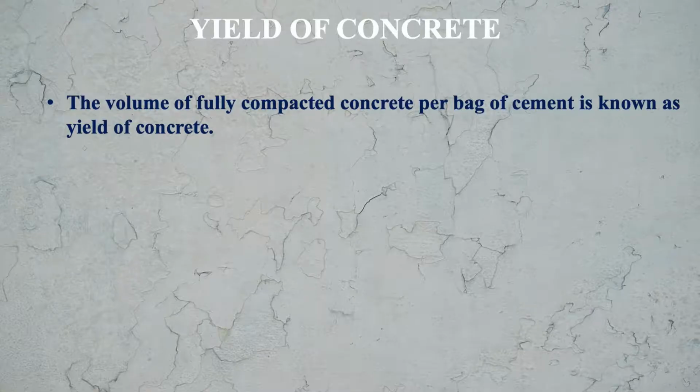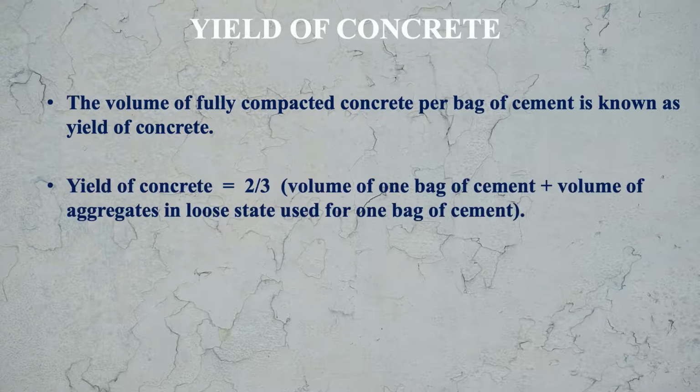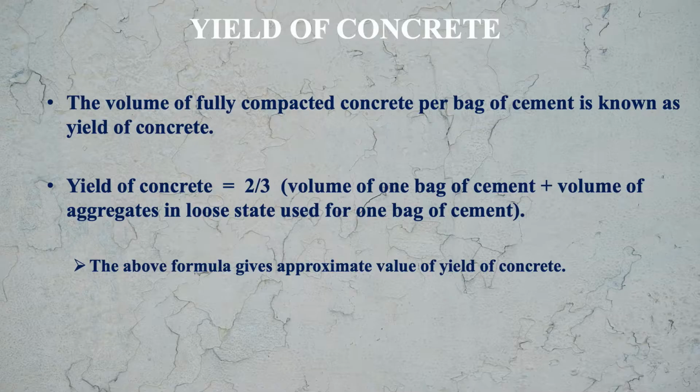The volume of fully compacted concrete per bag of cement is known as the yield of concrete. Yield of concrete equals twice the volume of 1 bag of cement divided by 3, plus the volume per bag of cement of aggregate in loose state used for 1 bag of cement. So that way you can calculate the yield of concrete. This formula gives an approximate value of the yield of concrete.